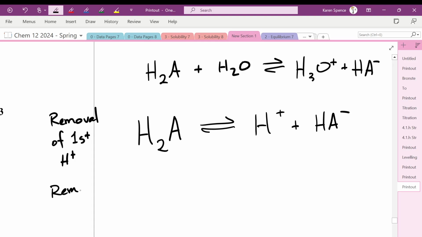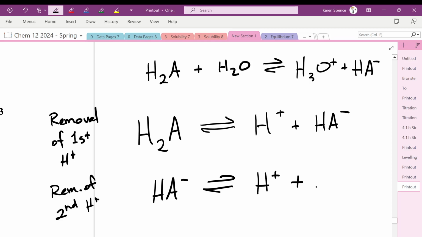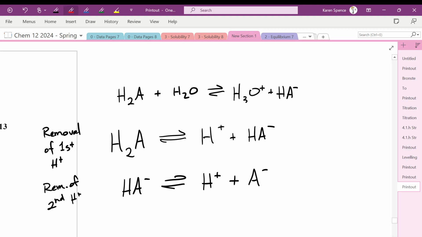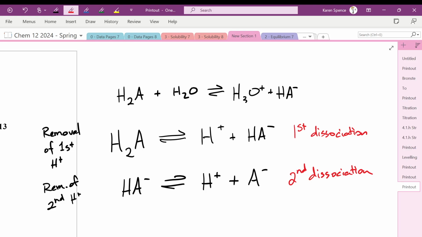What is the removal of the second hydrogen? HA minus in equilibrium with H plus and A 2 minus. This is called the first dissociation. This is called the second dissociation. They come off one at a time when you have diprotic acids, okay? Not like when you have calcium hydroxide, a strong base, which just all goes to completion. These come off one at a time.